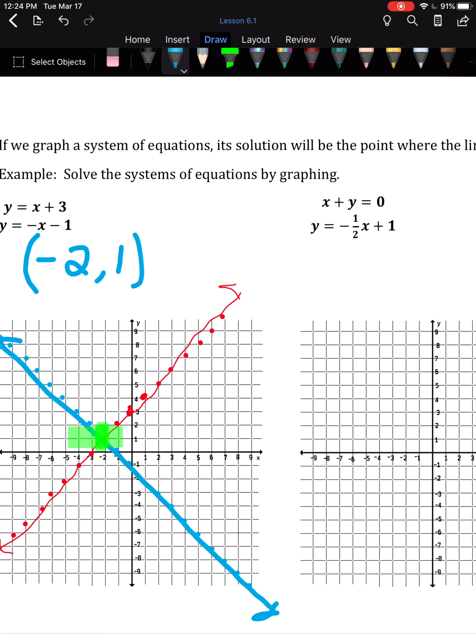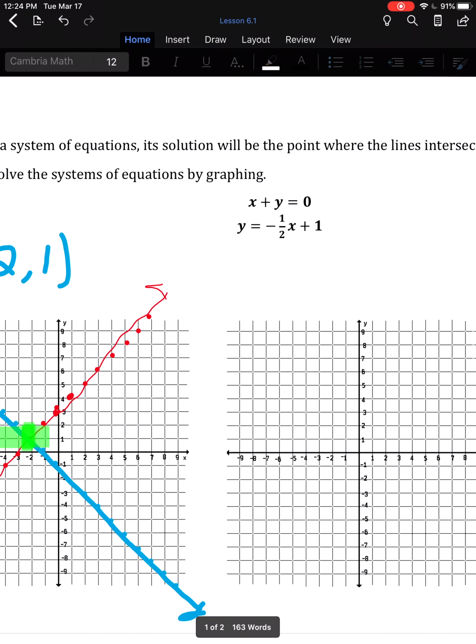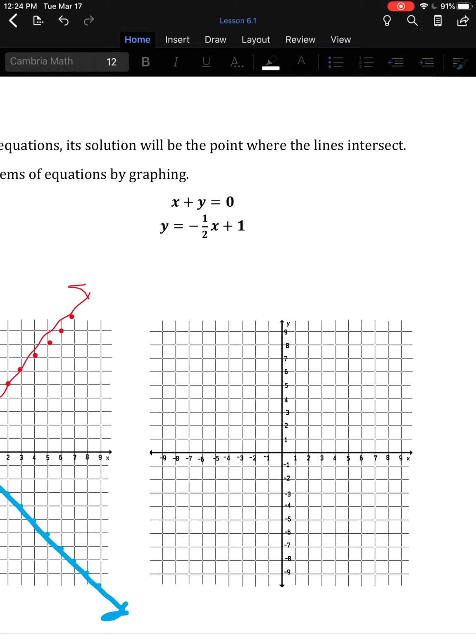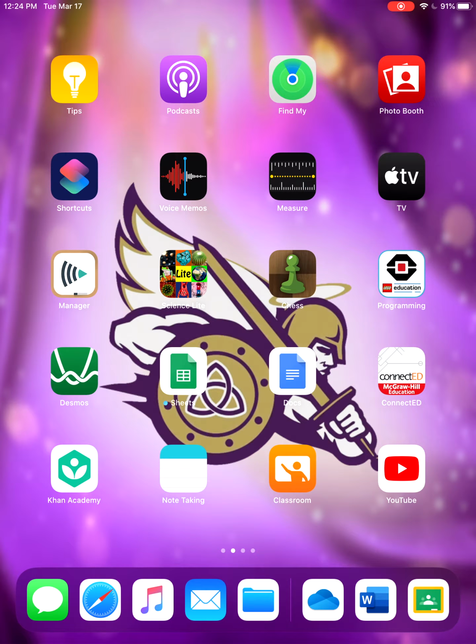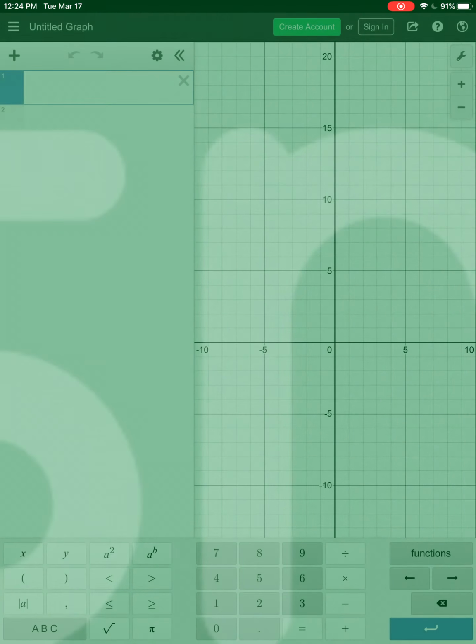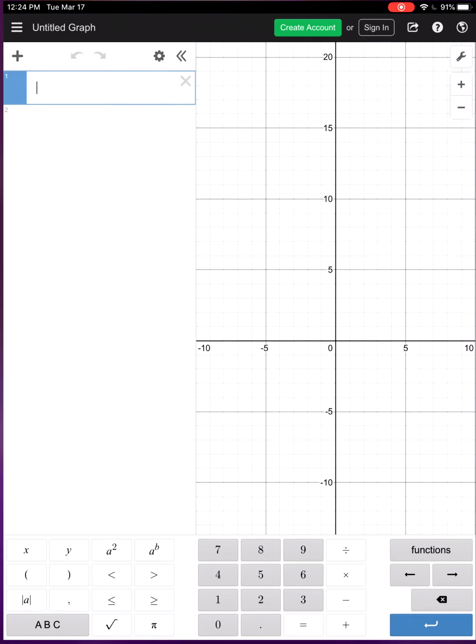However, since we're doing distance learning and we can use technology a little bit more, I'm going to show you something. So the next example is x plus y equals 0 and y equals 1/2 x plus 1. What we can do is go off here and find Desmos, our graphing calculator, and let it do the heavy lifting for us.